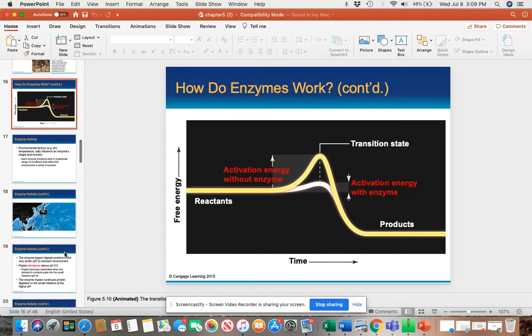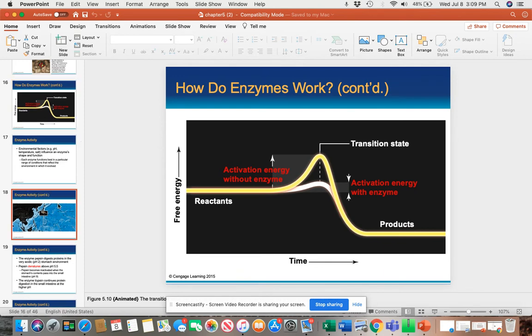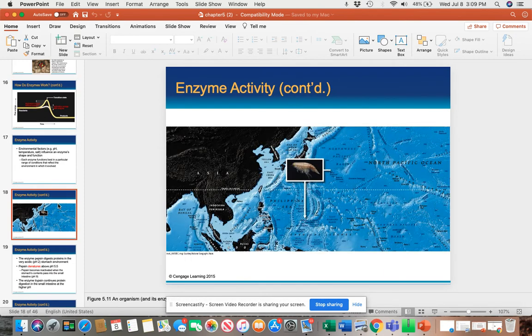So, for example, enzymes you can find in pretty much all organisms. So, for example, this specific organism, which you can find deep in the ocean, has specific enzymes which allow it to survive in such an area. Now, what are enzymes with respect to macromolecules?